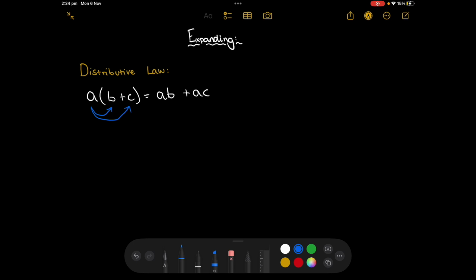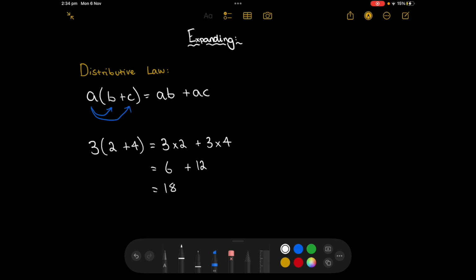So let's have a look at an example with some numbers. So we have 3 multiplied by (2 plus 4). Now, according to our distributive law, this is equal to 3 times 2 plus 3 times 4. This will give us 3 times 2 is 6, 3 times 4 is 12, 6 plus 12 is 18.